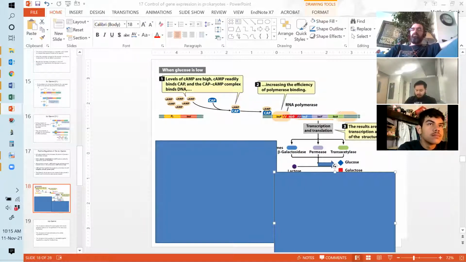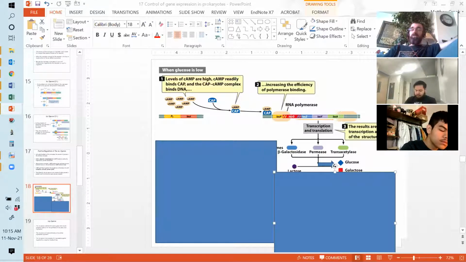So is it good to have high cAMP? If you don't have lots of glucose, then you will have high cyclic AMP because they just work in an inverse relationship. So it's not really about what's good or bad, it's about optimizing the lac operon expression depending on glucose concentrations.